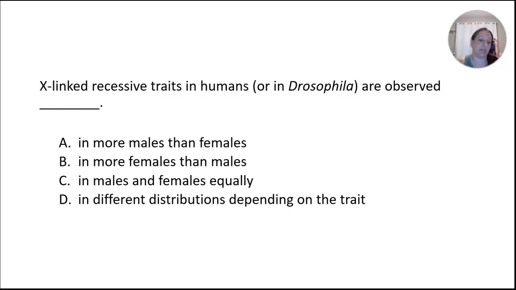And sometimes those recessive traits are deleterious, bad, okay? So for example, males are more likely to have red-green color blindness, which is an X-linked recessive trait. Males are more likely to have hemophilia, again, X-linked recessive trait.